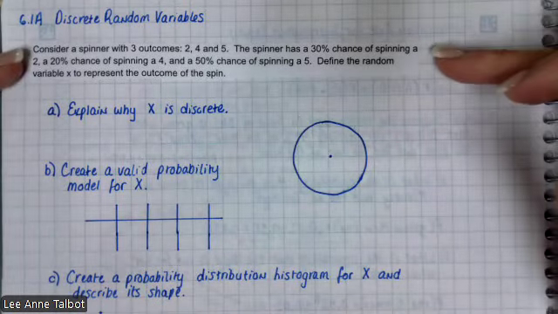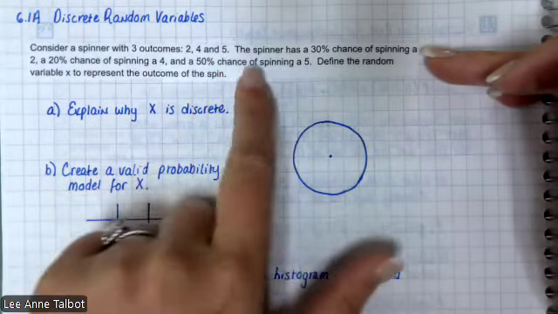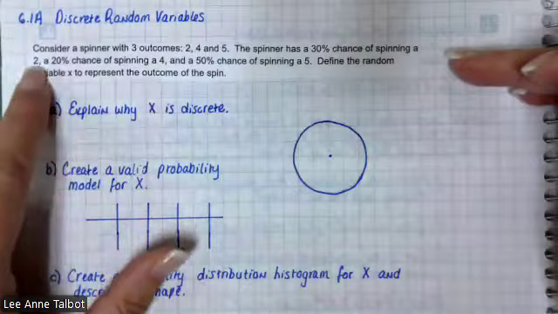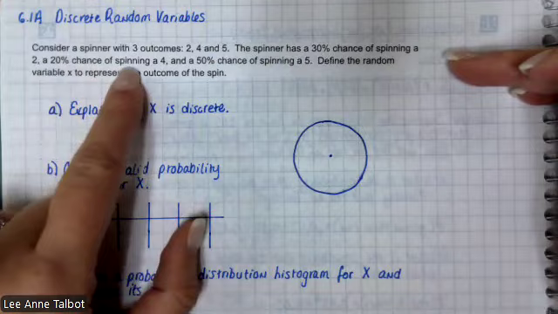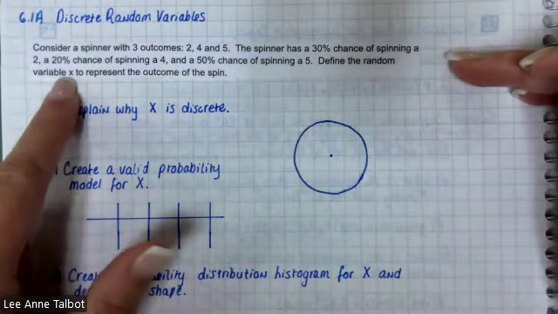Consider a spinner with 3 outcomes, 2, 4, and 5. The spinner has a 30% chance of spinning a 2, a 20% chance of spinning a 4, and a 50% chance of spinning a 5. Define the random variable x.